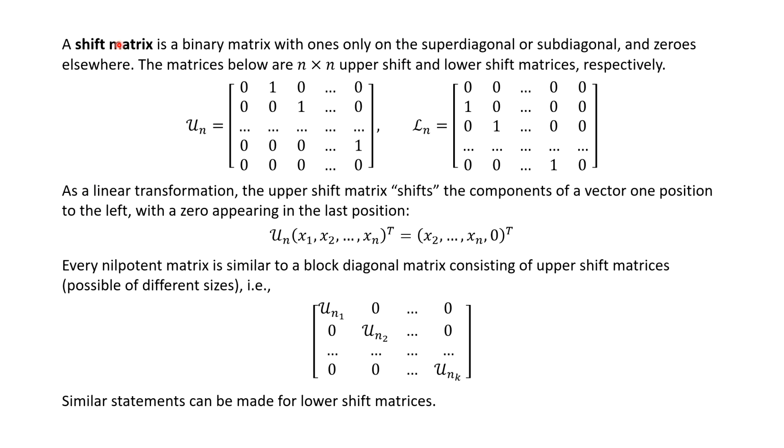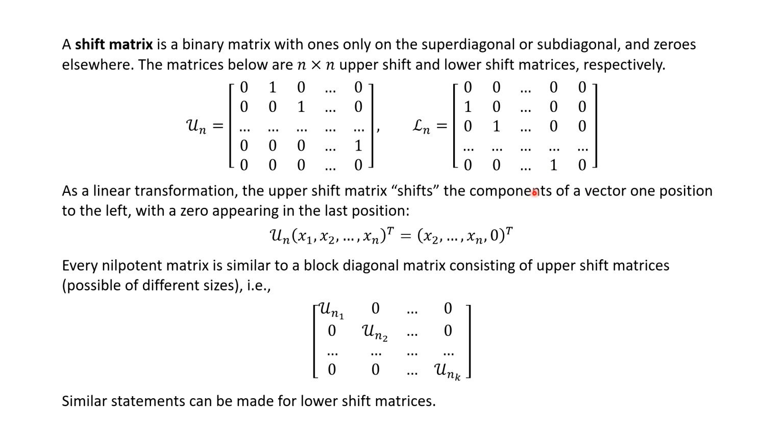We have something called a shift matrix, and there are two different types of them. There's an upper shift matrix, which I'll write as U_n. It's n by n, and it has ones along what is called the superdiagonal. It's just the diagonal above the main diagonal. And then there's a lower shift matrix, which has ones in the subdiagonal, and that's the diagonal just below the main diagonal.